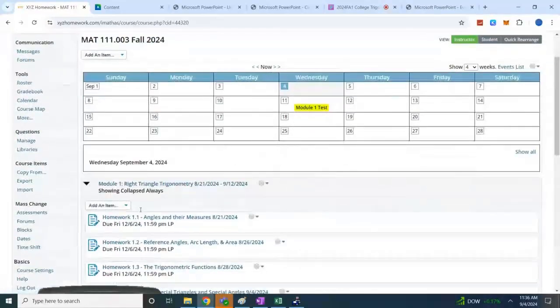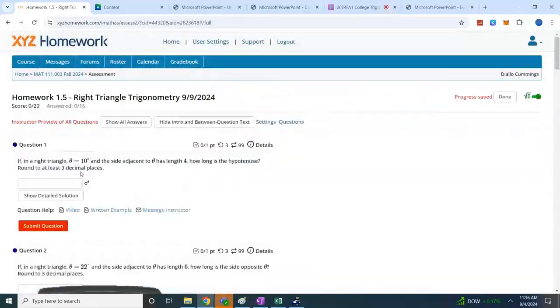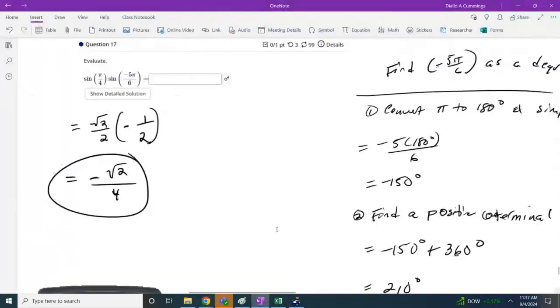And this is the right triangle trigonometry section. And in right triangle trig, whenever you solve a triangle, that simply means to find all of the side lengths and all of the angle measures. So let's take a look at how that's done.